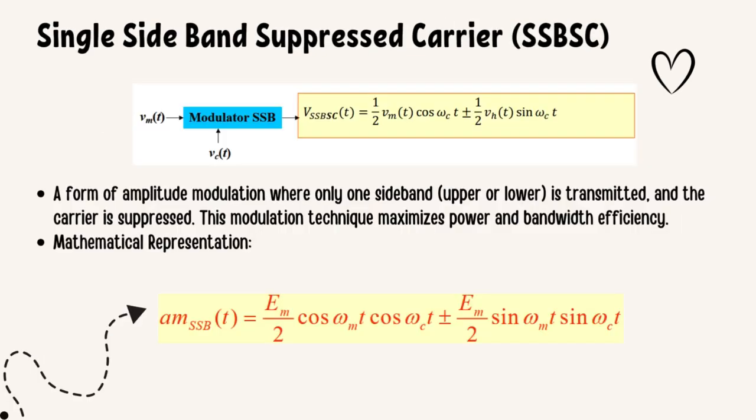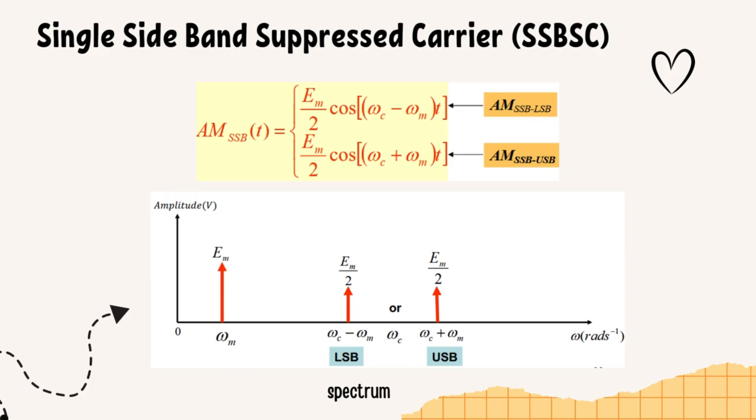Next, let's explore single sideband suppressed carrier, SSB-SC. The modulated signal for SSB-SC can be represented as here, and in SSB-SC only one sideband is retained, significantly reducing the bandwidth requirement compared to the DSB-FC and the DSB-SC. As you can see, the spectrum of SSB-SC includes only one sideband, the upper sideband USB or the lower sideband LSB. This effectively halves the bandwidth compared to DSB.